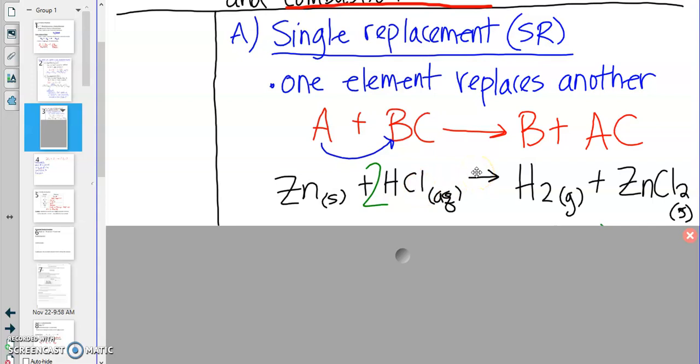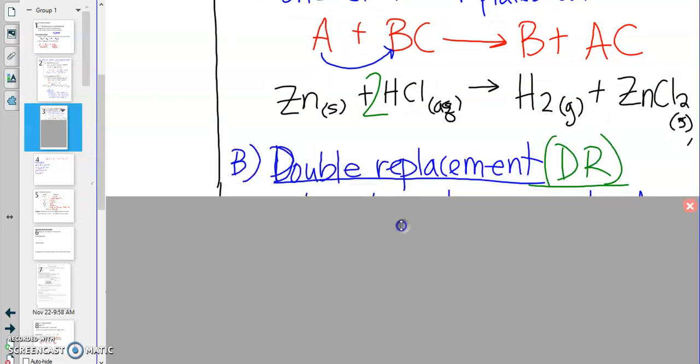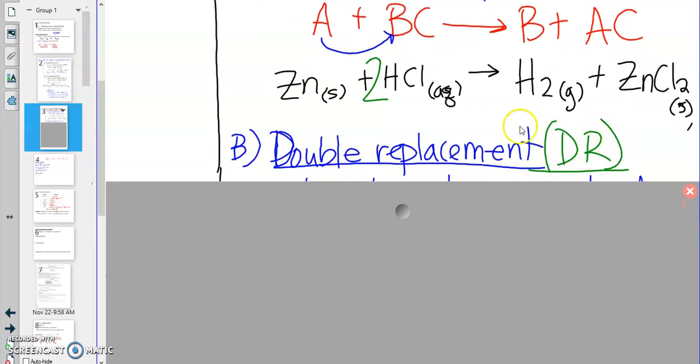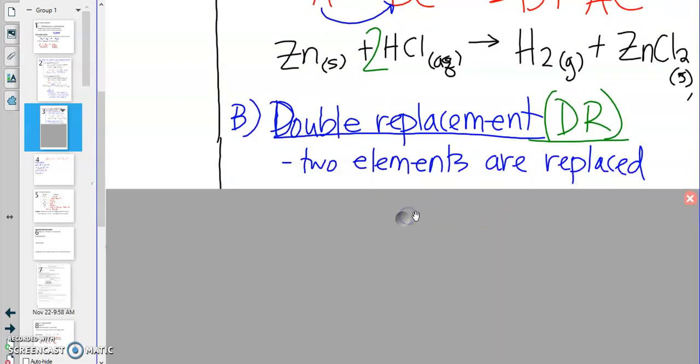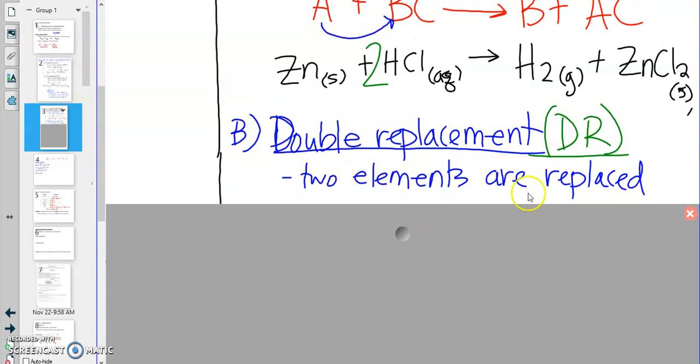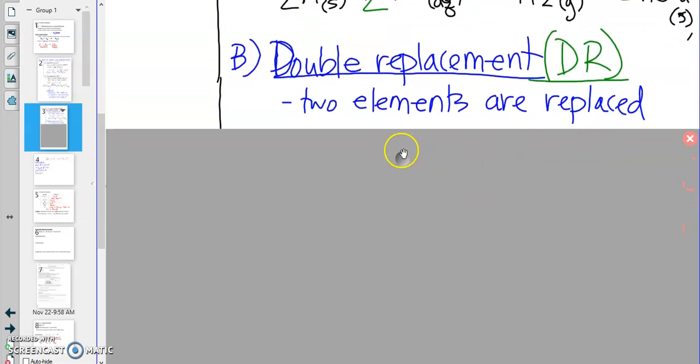Now you can guess what's the next one. If it's a single, we got a double after that. Double replacement, or short form DR. 2 elements are replaced now. So you can imagine the same process up here, but now we're just switching them up a little bit more.